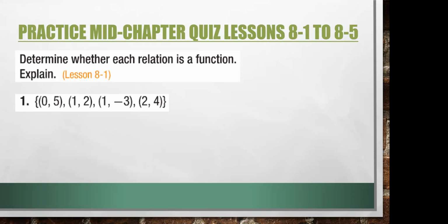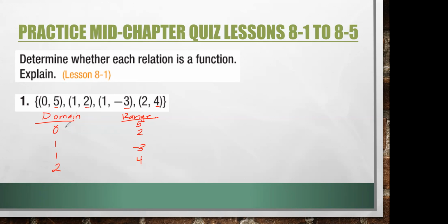It says determine whether each relation is a function and then explain. What I would do is put all of the x values in a list there, and that would be your domain. Over here is your range, which are the y values. So that'd be 5, 2, -3, and 4.